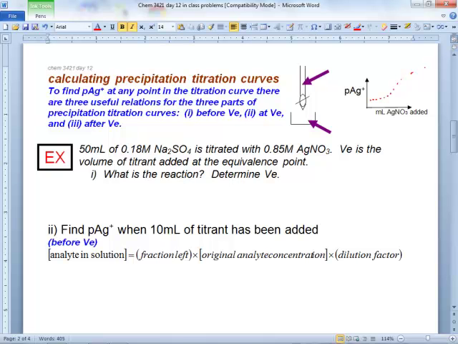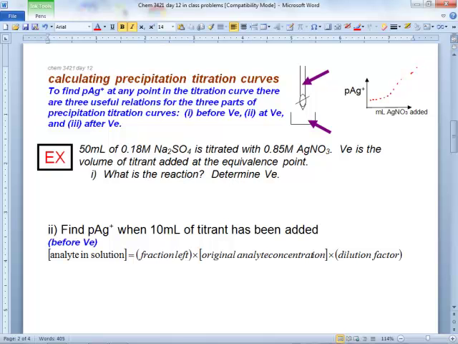So that means there's going to be 3 parts. You're going to be starting out, and then you're going to be adding, and then you're going to be at VE, the equivalence point, and then after the equivalence point. So there's before the equivalence point, at the equivalence point, and after the equivalence point. There's just 3 calculations that we need to know, and the calculation depends on whether you're before, at, or after the equivalence point. Then we can plot out our own curves.